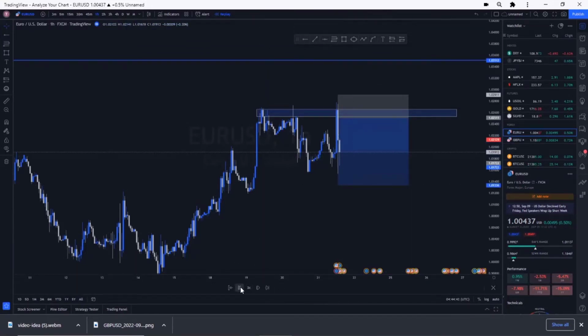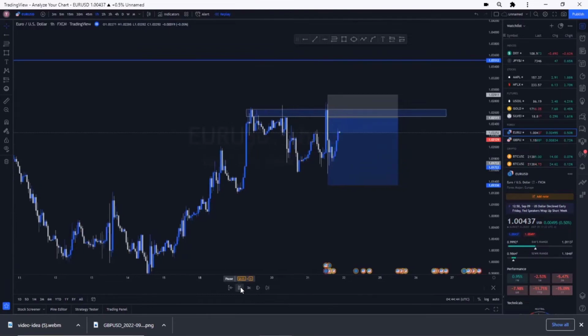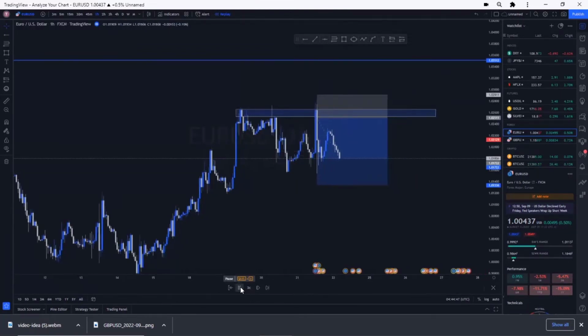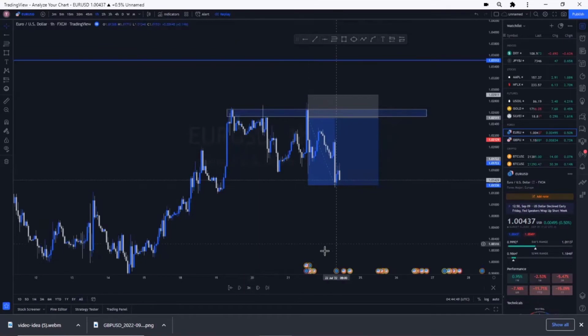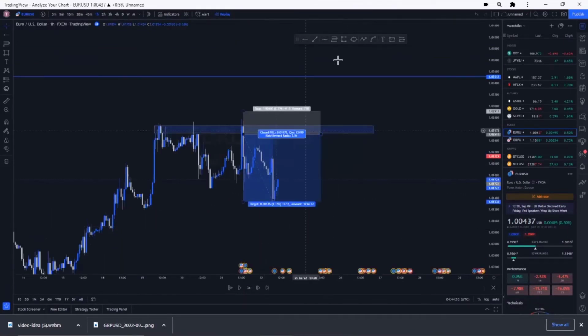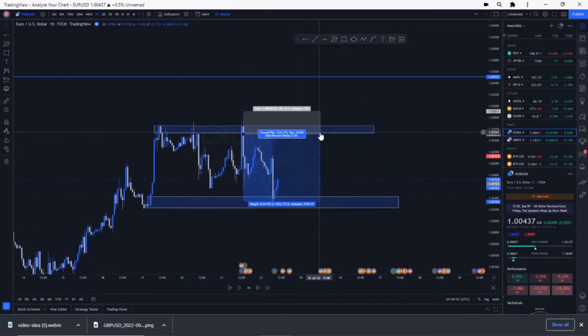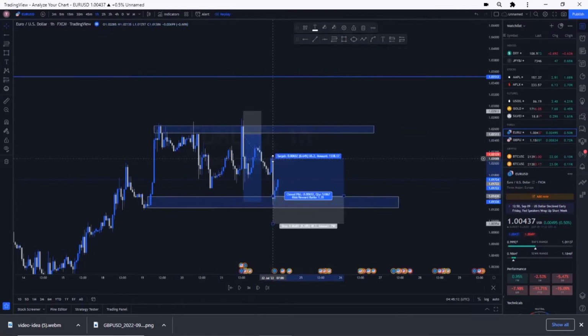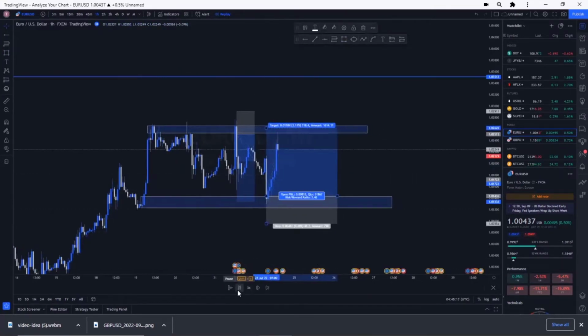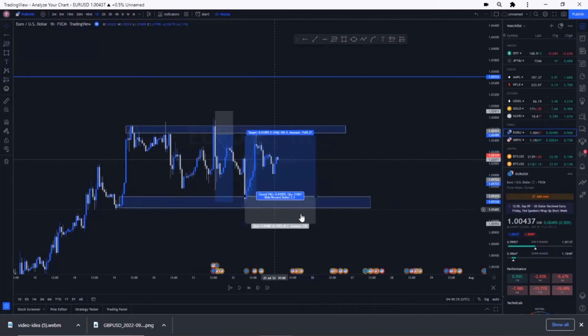Let's see how price played out. You can see now that our TP has been smashed. So right now we have a support zone over here. So we are actually waiting for price. I think we're going to be buying from here. So let's see how price played out. You can now see that our TP has been smashed successfully on this trade.